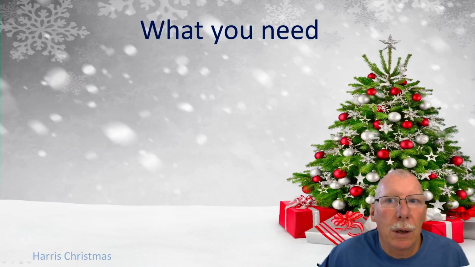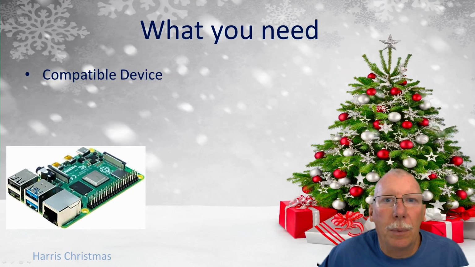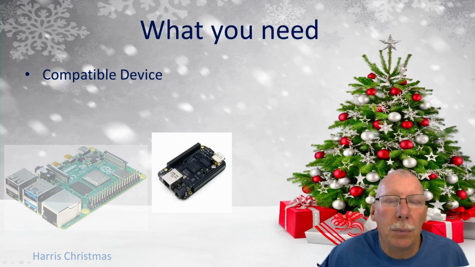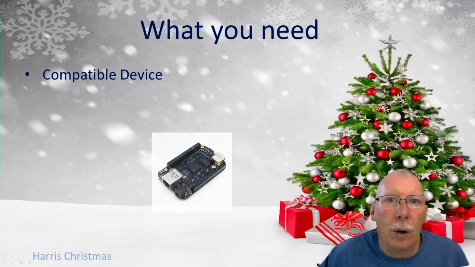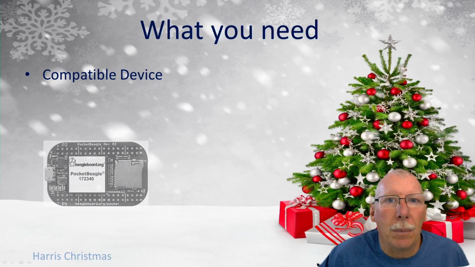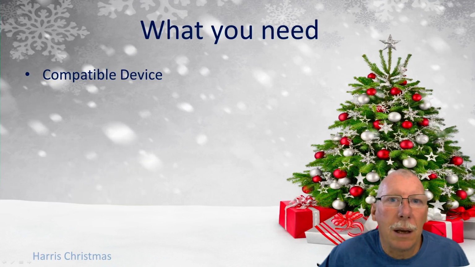Okay, so we're going to go over what you need. So you need a compatible device. This is typically a Raspberry Pi or a BeagleBone system, either a BeagleBone Black or Pocket Beagle, and there's some other BeagleBone variants that might be available. Check the FPP manual for the most current list of supported devices.